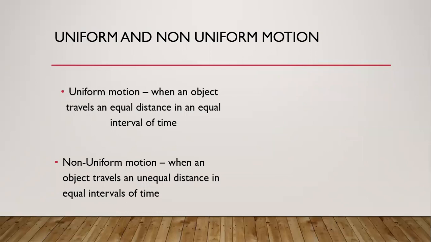But in case of non-uniform motion, the distance traveled will not be equal every time, but the time interval will be equal. Like it has traveled 10 meters in the first second, then 30 meters in 2 seconds, then 40 meters in 3 seconds, and so on. This shows that the object is not moving an equal distance in an equal interval of time. With every second, the object is moving at a different speed and traveling a different distance, showing that it is not in uniform motion.